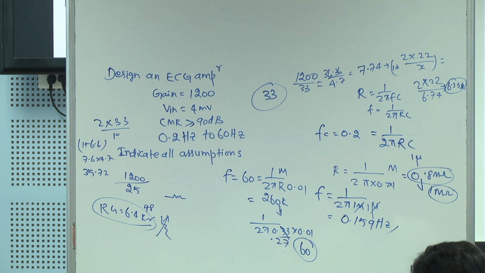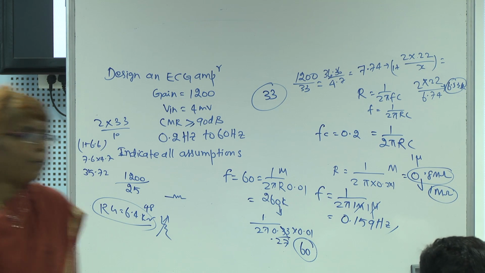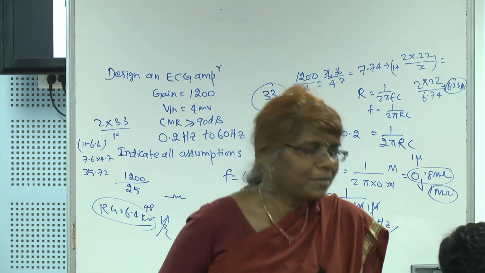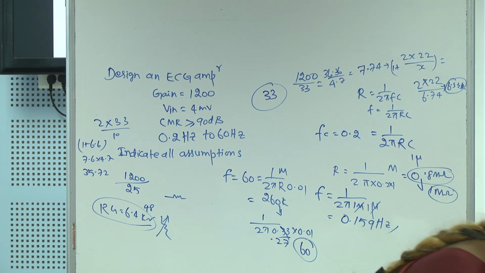Make sense? Questions? Oh yeah, Sandeep, I didn't check yours. You got it? Yeah, what I did, gain 1 into gain 2 we have 1200. So yeah, I did my way. Okay, no problem. Just show me the values.